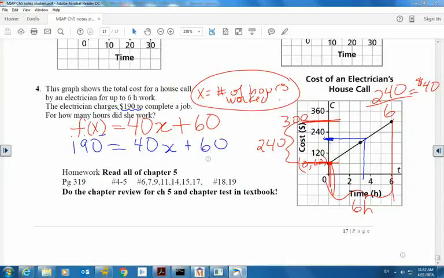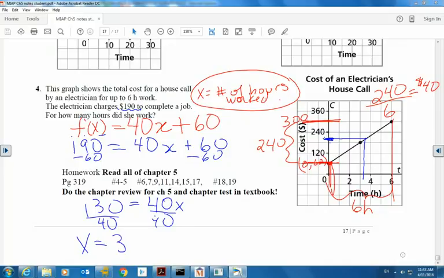Minus 60 on both sides. So what is the left-hand side now? 130 equals 40x. Divide both sides by 40. And x is equal to 13 over 4, or 3.25. Okay. And this is hours, right?